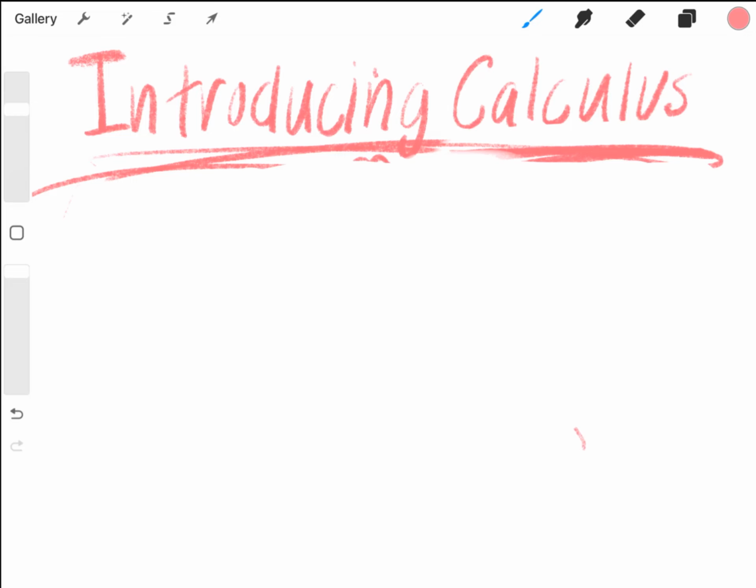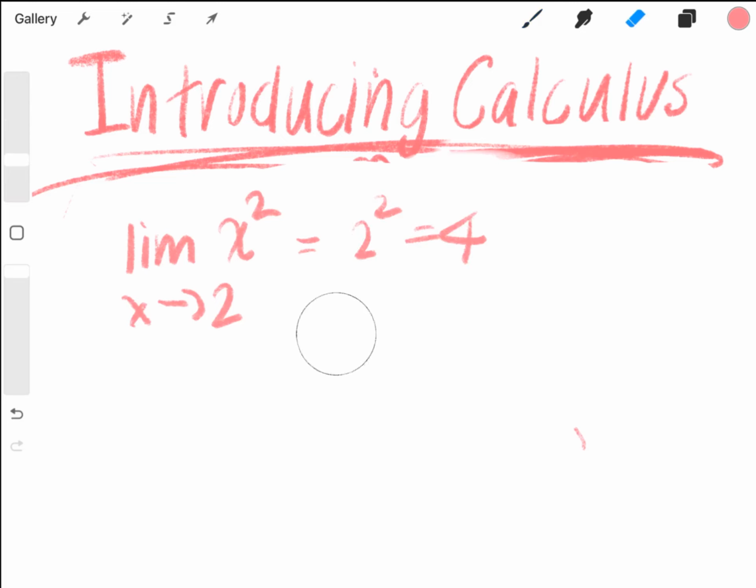Sometimes when you try to find the limit of functions through direct substitution, it gives you an indeterminate form, like 0 over 0. So sometimes you have to algebraically manipulate it a little bit. Most of the time you can just directly substitute, like the limit of x approaching 2 of x squared, that's just 4. But sometimes you can't do that, like the limit of 4x squared minus 2x all over x as x approaches 0.